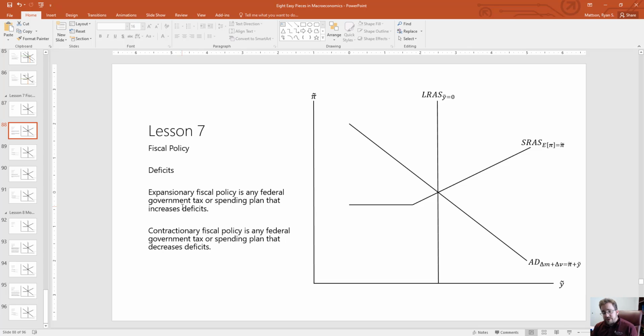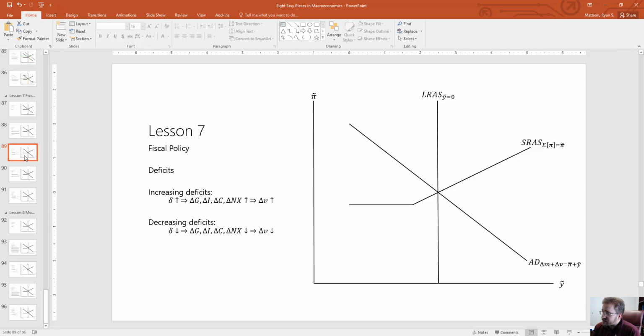Contractionary fiscal policy is any federal government tax or spending plan that decreases deficits. We can see that in more of the austerity measures, for example, that the International Monetary Fund would encourage for those countries that are facing high inflation rates. So, all right, let's go ahead and move on to the next slide here.